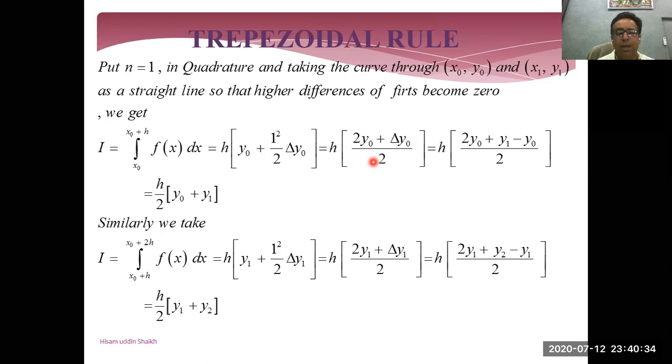So we put n equal to 1 because of the linear case in quadrature, and take some curve. The whole curve is given, n points are given. Let us choose any two points, x0, y0 and x1, y1, as a straight line. Because there are two points, the line is straight and n is equal to 1, there is no need for higher differences, so the higher differences become 0 in quadrature.